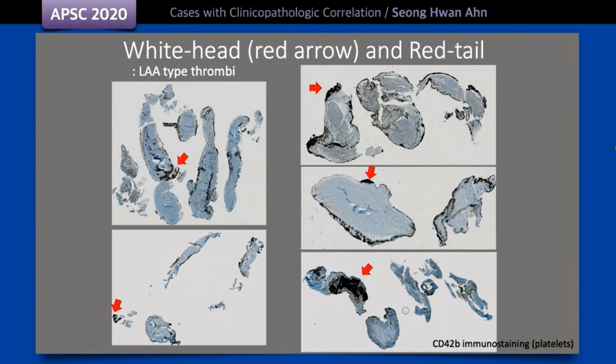So I found several similar cases in the CD42 immunostaining. A pale blue color indicated red blood cells and fibrin. Platelets were dark brown. The patient had proximal atherosclerosis. Finally, I could classify it into a large artery atherosclerosis type thrombus. In this figure, the red arrow indicates the white head, the initial platelet adhesion and aggregation area.